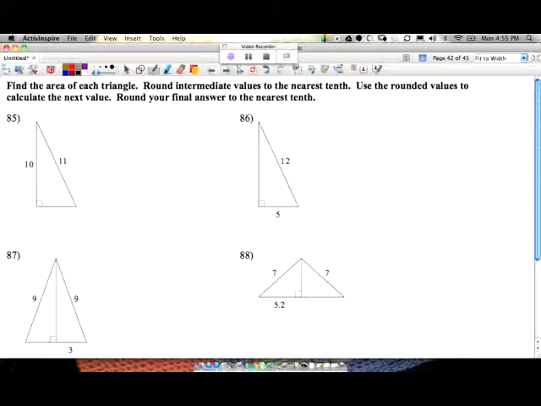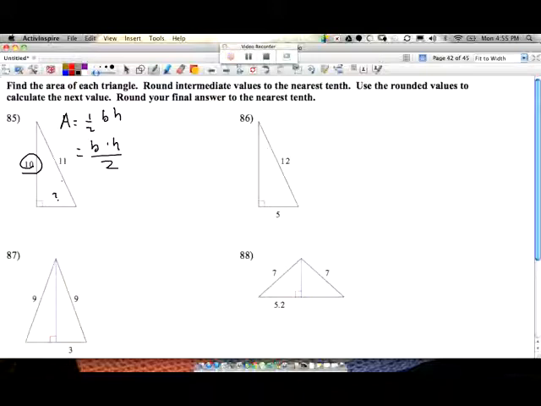Find the area of each triangle. Round the intermediate values to the nearest 10 to use rounded value. Okay, so here's the big idea. Find the area of this triangle. Well, the area of a triangle is half base times height, or base times height divided by 2. Same thing, by the way.